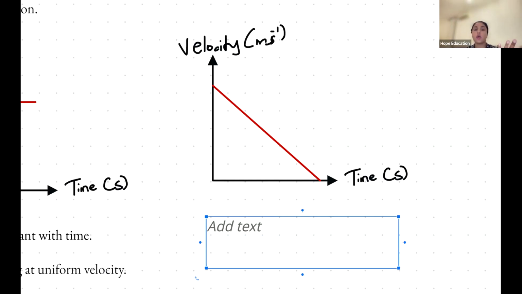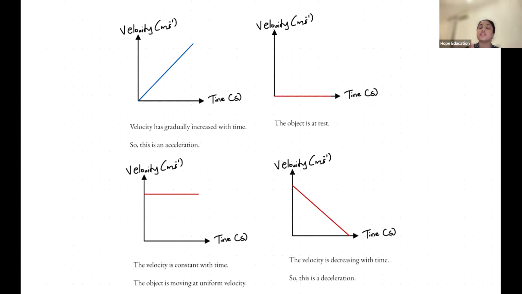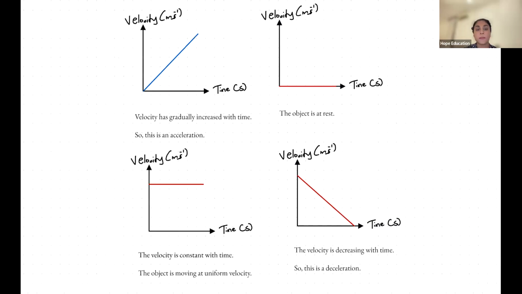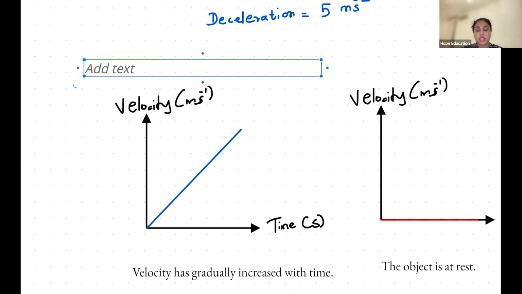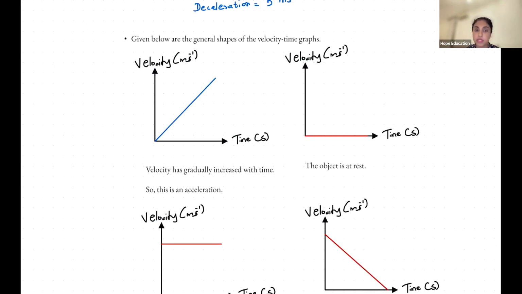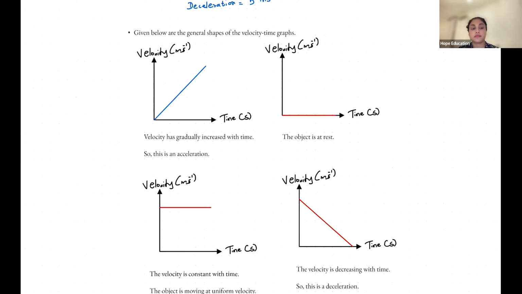So these are all the different types of shapes that you can get for the velocity time graph. These are all the possible shapes. Okay, can you all copy this down? Make a small point: Given below are the general shapes of the velocity time graphs. Then draw these 4 shapes with a small description as I have written at the bottom. Okay, make it fast.